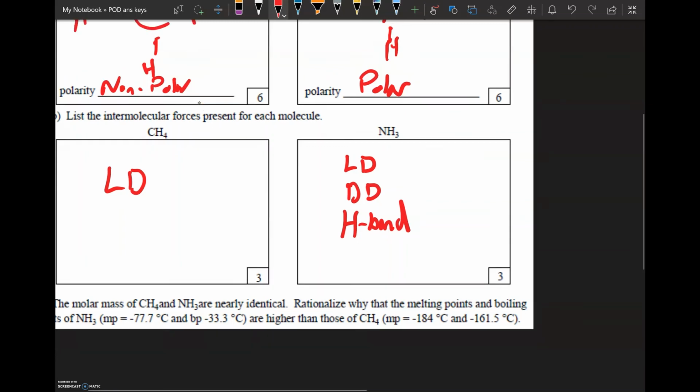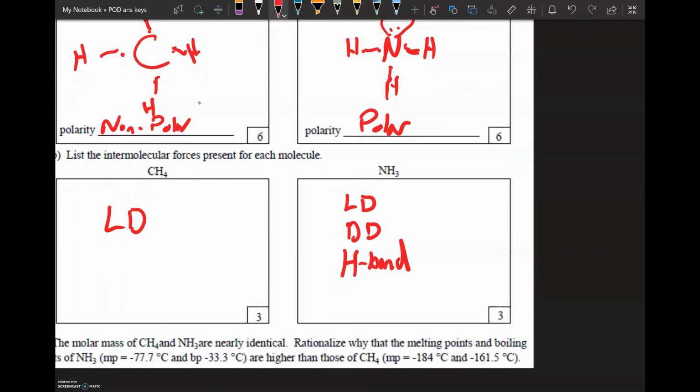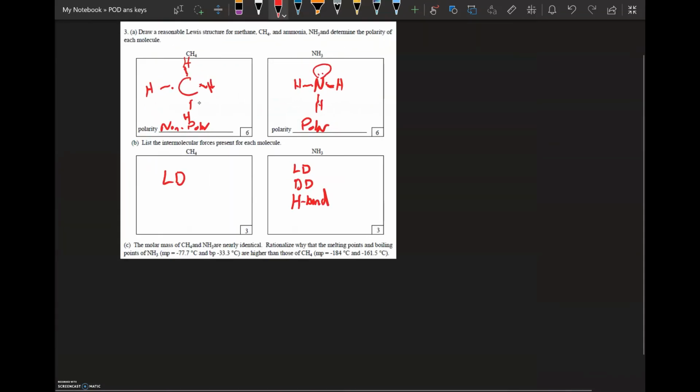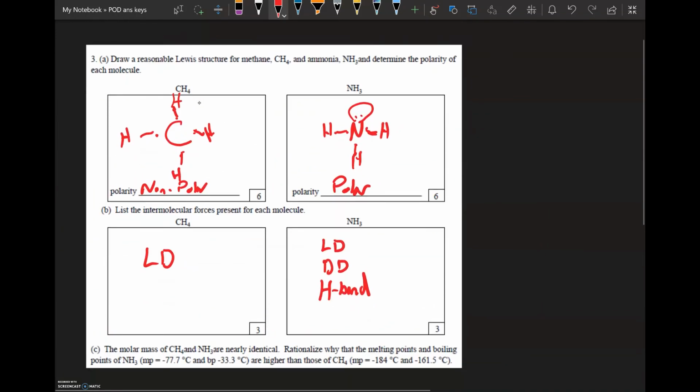Well, again, it goes back to the fact that they're both relatively the same in size, so you have to focus on the intermolecular forces specifically. In this case, NH3 has more intermolecular forces of attraction on top of the fact it has hydrogen bonding, and that's what's going to create the much stronger intermolecular force of attraction for NH3 and give it a higher boiling point and melting point. So that is for POD 9 problem 3.